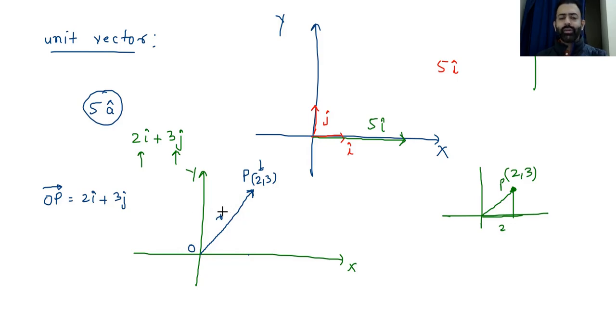So how can I find out the distance OP? It is just by applying the Pythagoras theorem. Since this is 2 units in the x direction and 3 units in the y direction, applying the square root of 2 squared plus 3 squared, which is root 13. So here I will get the value of this r as root 13, which is the magnitude of this position vector OP. And this magnitude of position vector OP is written as vector OP with these two vertical lines.